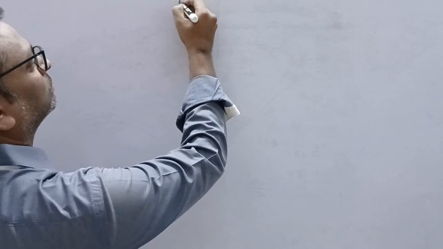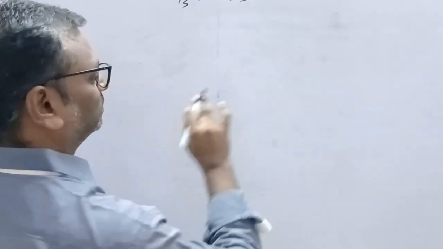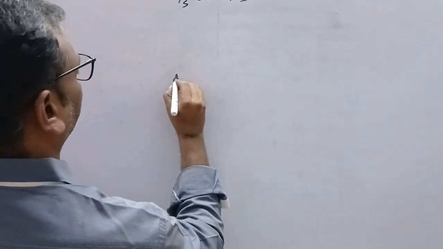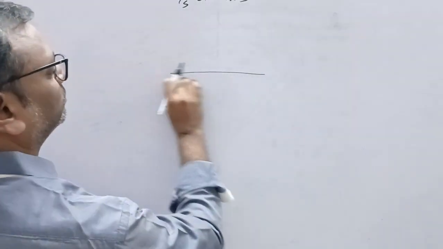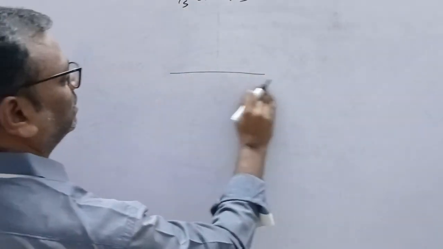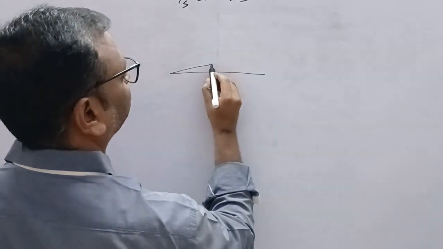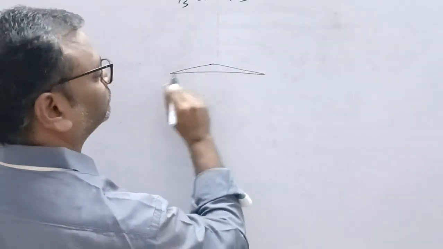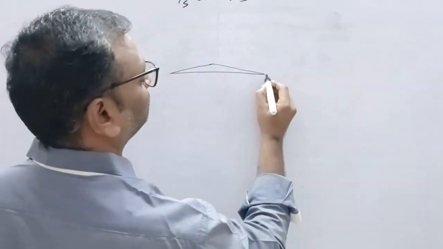Now we will discuss the cross-sectional elements of a typical non-urban road. Suppose this is the actual pavement, and actually this is not straight, some slight angle is provided, right? This slope is called camber. You will see it in the next class.